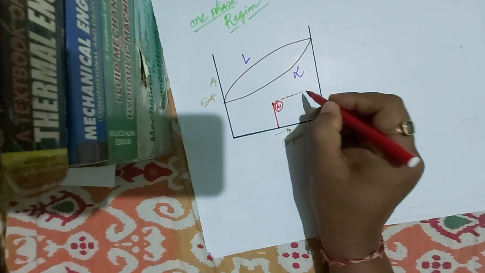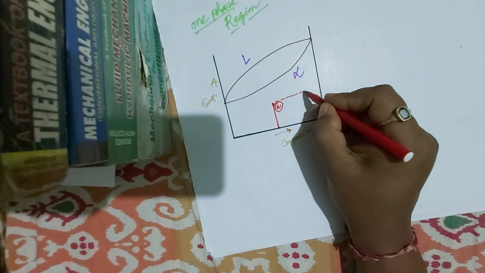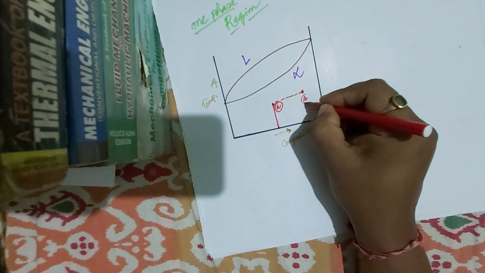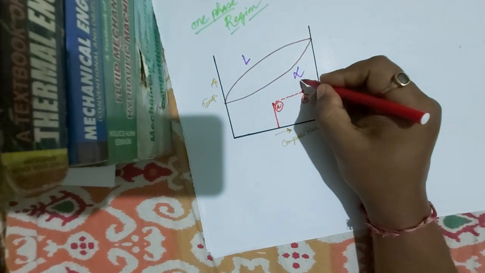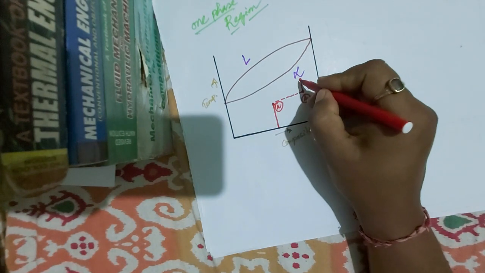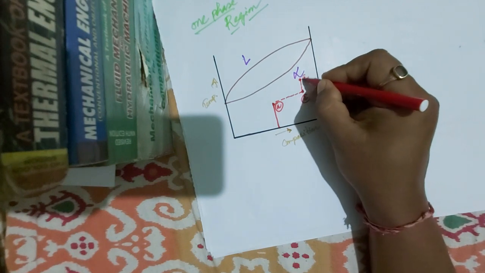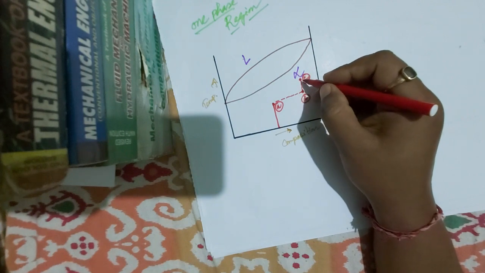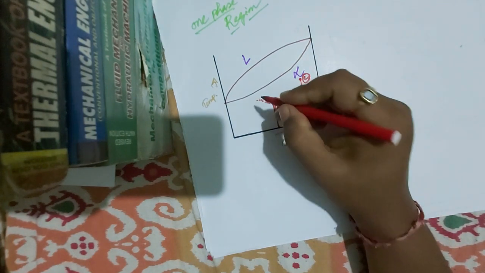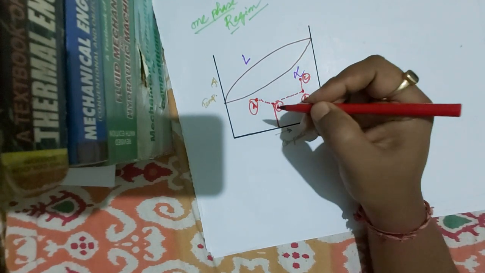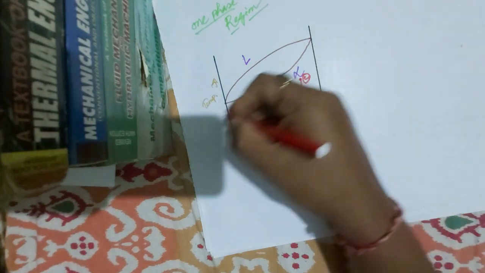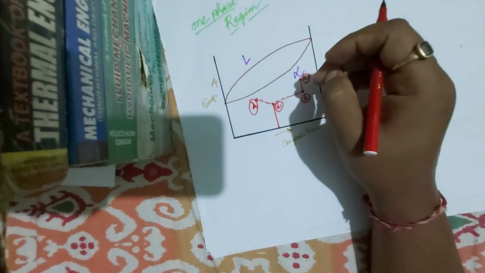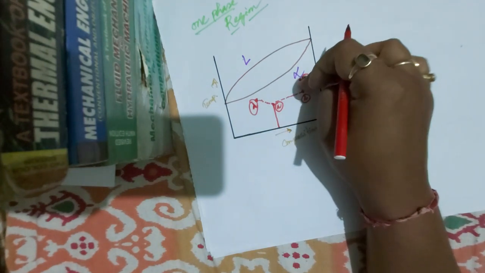If we move rightward and come to this position, let us say this is B. Here also we have alpha phase. And here, let us say this is temperature 700 degree C, and the point is C. Here also we have only alpha phase. If we go like this and come to point D, here also we have only one phase, alpha phase. So by changing the temperature below this solidus line, we have all alpha phase. That's why this region is called one phase region.